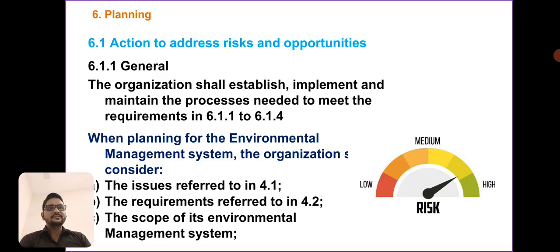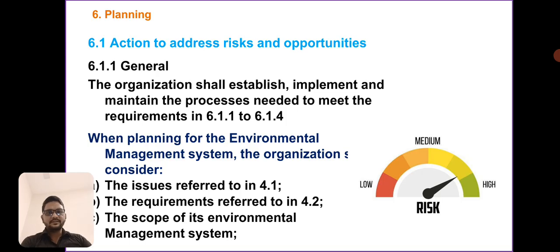Now, next is clause number 6, that is planning. Its sub requirement is 6.1, action to address risks and opportunities. Already I made a video on risks and opportunities in detail, covering the basics of ISO and ISO 9001 as well as IATF 16949, and we can refer to those videos.